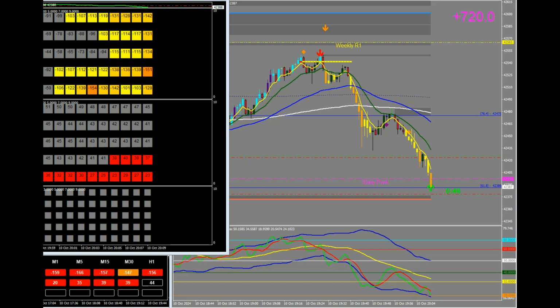We're bouncing around down here at pivot, 61.8 and low of day. We're going to go ahead and lock in 780 pips.